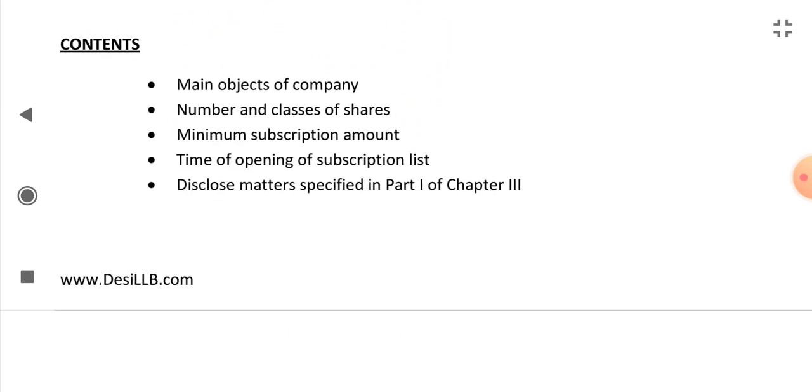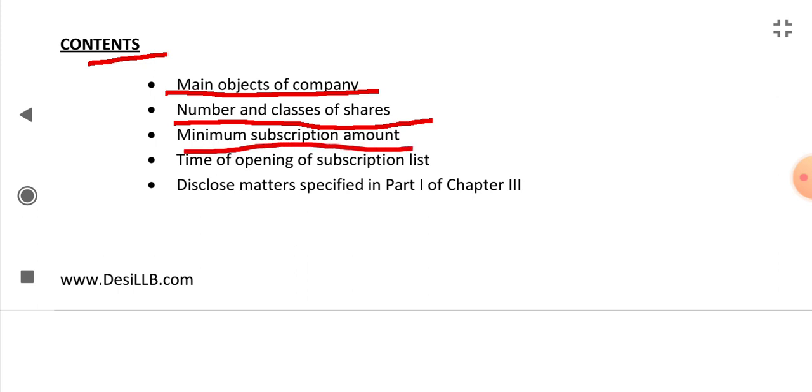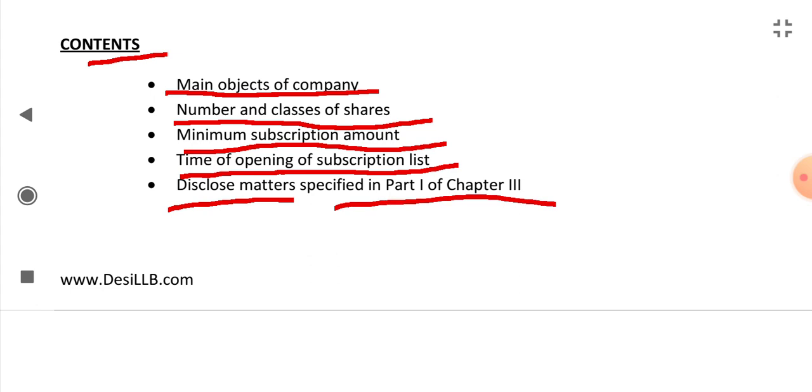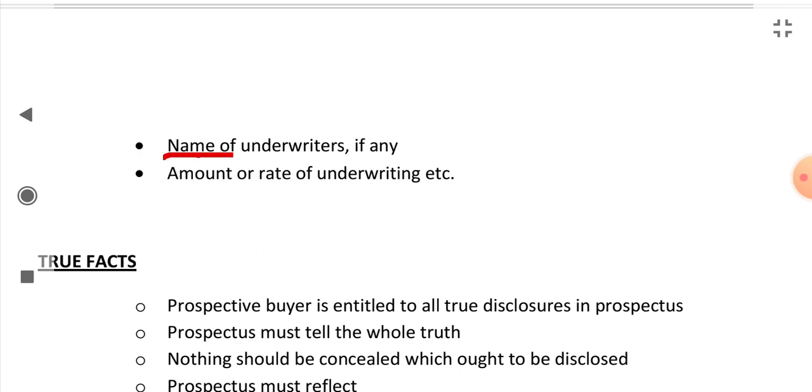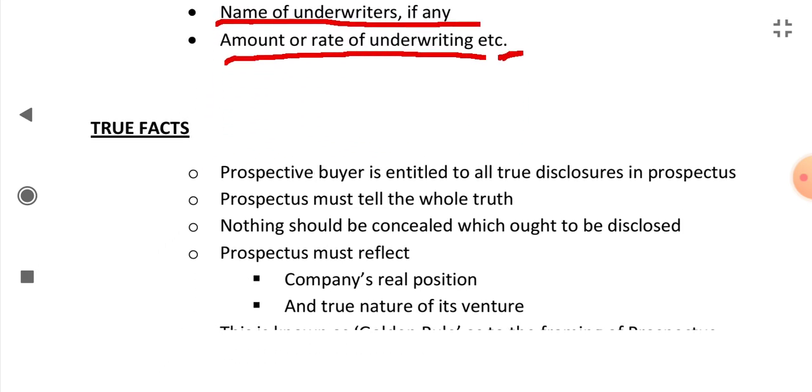What are the contents of prospectus? The prospectus must contain main objects of the company, the number and classes of shares, the minimum subscription amount, the time of opening of subscription list. The prospectus should also disclose matters specified in part 1 of chapter 3. Also the names of underwriters, if there are any, should be mentioned in the prospectus, and the amount or rate of the underwriting, etc. These are the contents of prospectus.